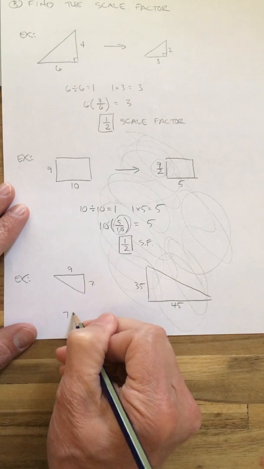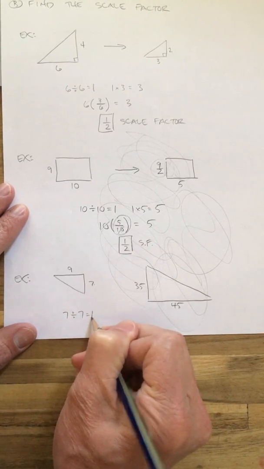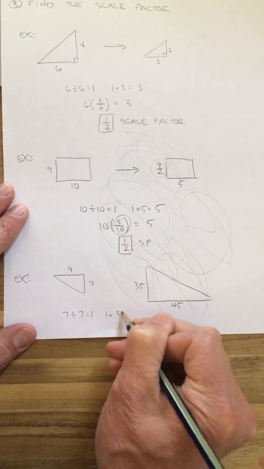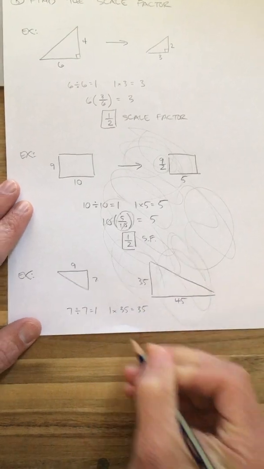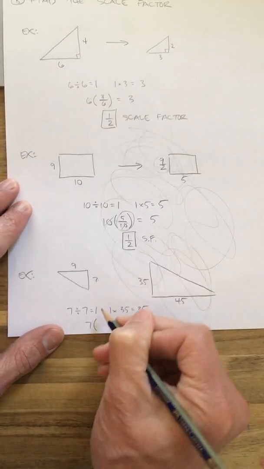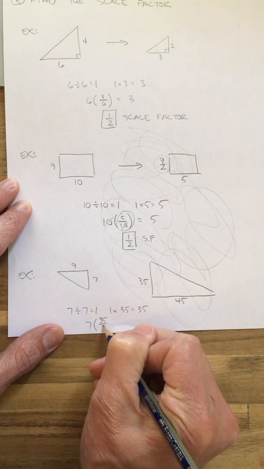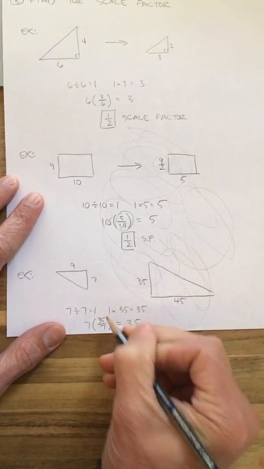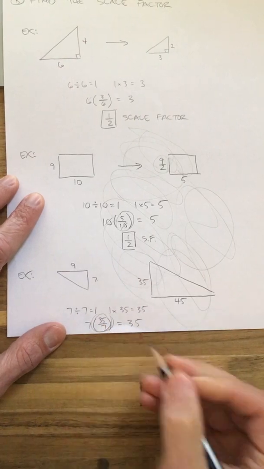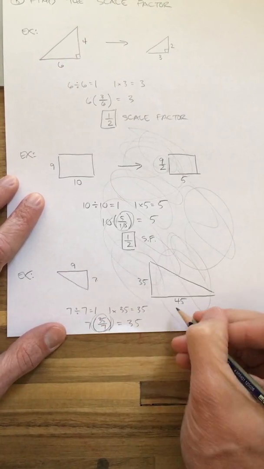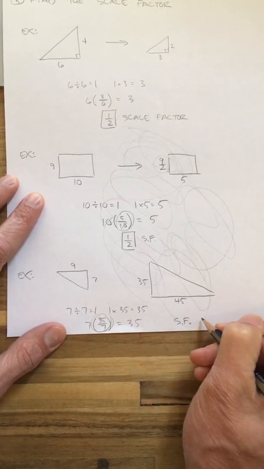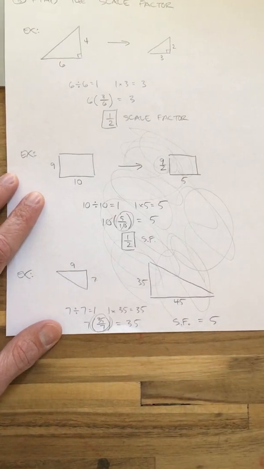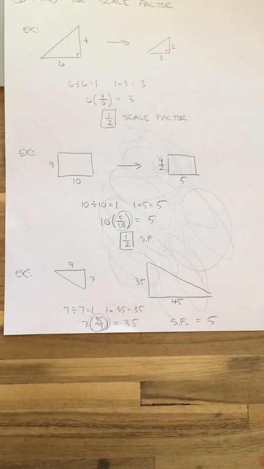So I'm going to go 7 divided by 7, that equals 1. 1 times 35, that equals 35. Okay, so it's 7 times 35 over 7, and that gives me my 35. So now just reduce this. What is 35 divided by 7? That's right, it's 5. So my scale factor is 5. And we're done, okay? Hopefully that was helpful.